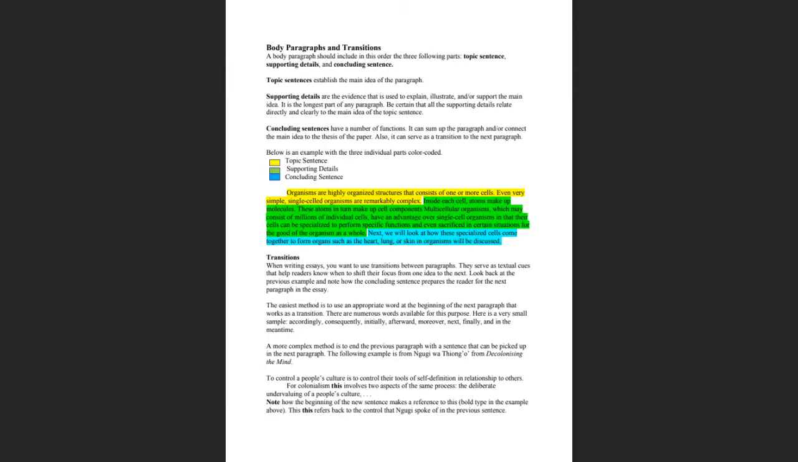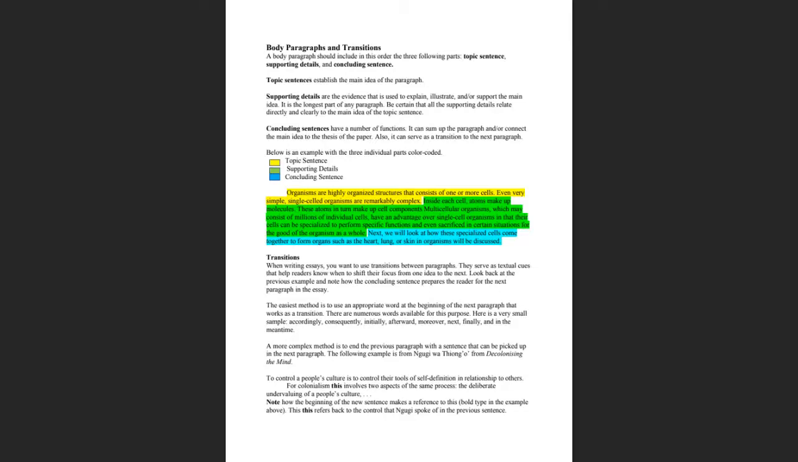And then the concluding sentence can do two things. It can sum up that paragraph, or it can connect to the main idea of the thesis of the paper. So for instance, let's look at this one example here. The yellow is the topic sentence: Organisms are highly organized structures that consist of one or more cells. Even very simple single-cell organisms are remarkably complex. So that's the topic. That tells you what this paragraph is going to be about.